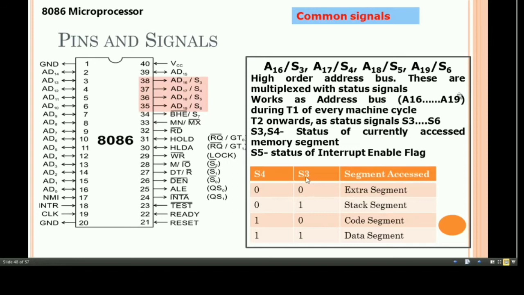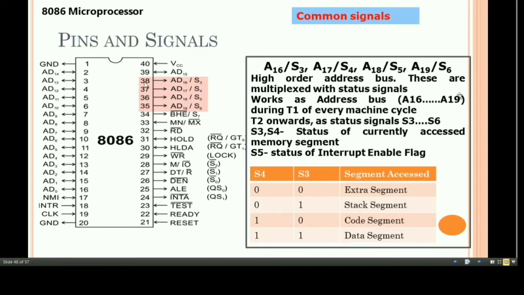When on both pins S3 and S4 the signal is 0, then the extra segment is accessed. When S4 is 0 and S3 is 1, then the stack segment is accessed. When S4 is 1 and S3 is 0, then the code segment is accessed, and when both the pins are 1, means both the pins are high, at that time the data segment is used.